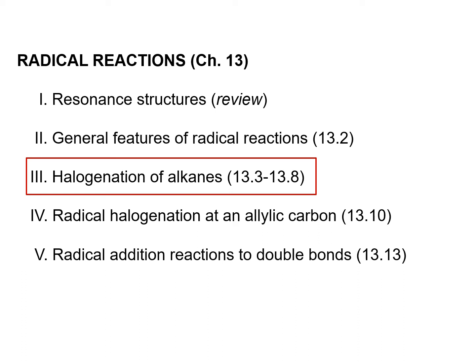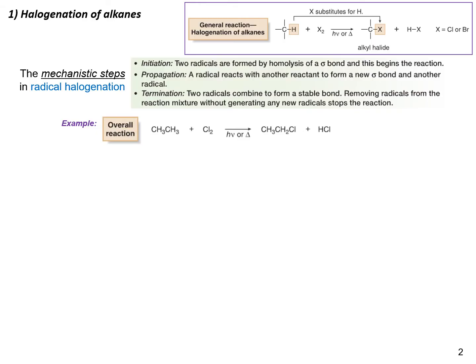In this video, we'll focus on the free radical halogenation of alkanes. The overall transformation in free radical halogenation is the substitution of a hydrogen on carbon for a halogen, and that halogen comes from a molecule of molecular halogen.